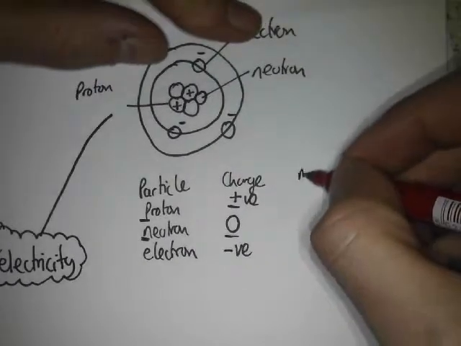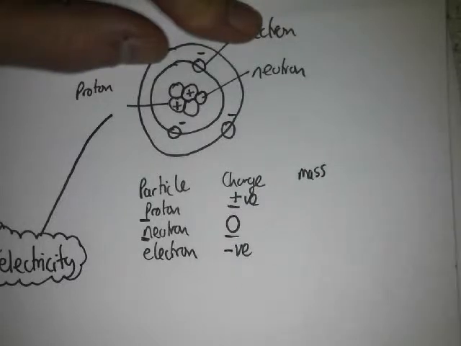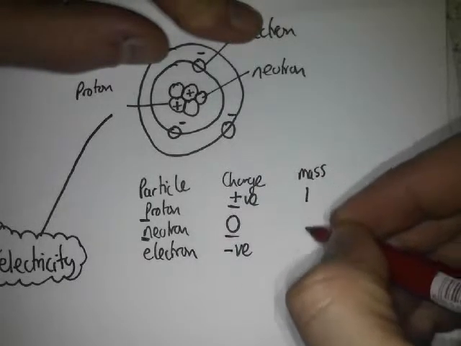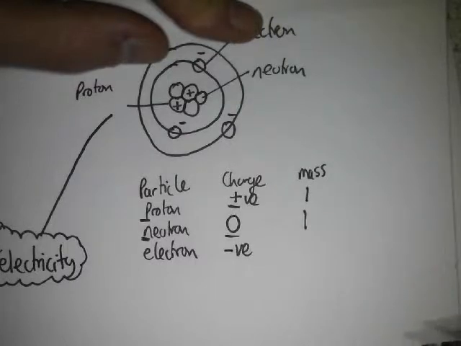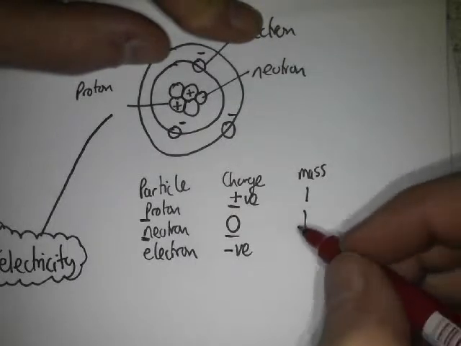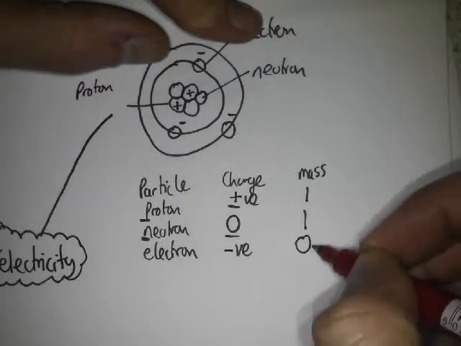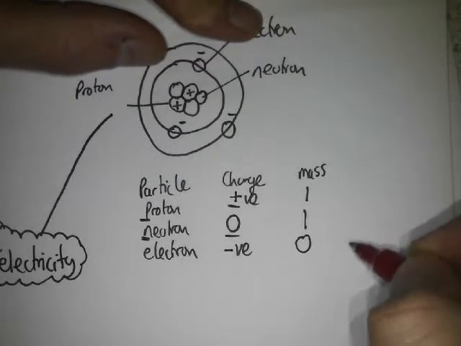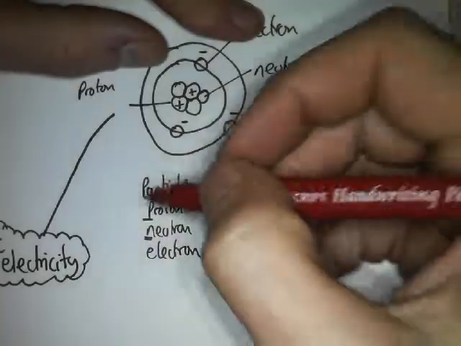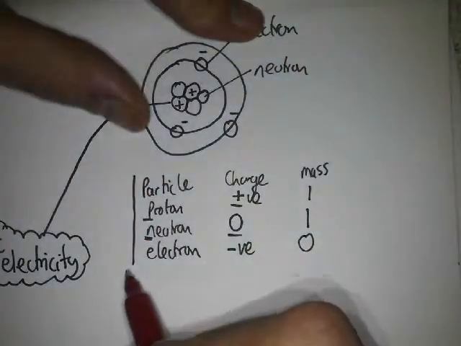And then we can say that the mass, now protons and neutrons are the same size relatively, and they've got a mass of 1. The electrons are so tiny that we can call them 0. It is actually 0.0000098, but we can just call them 0.